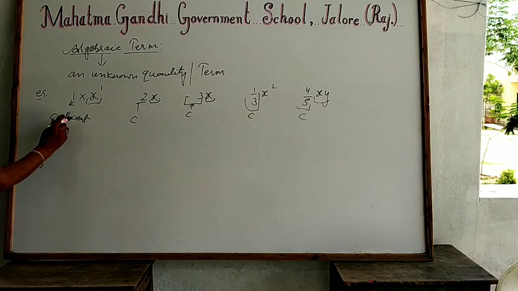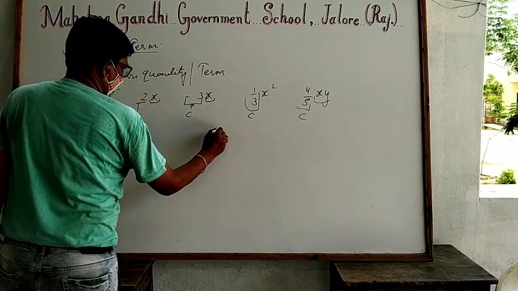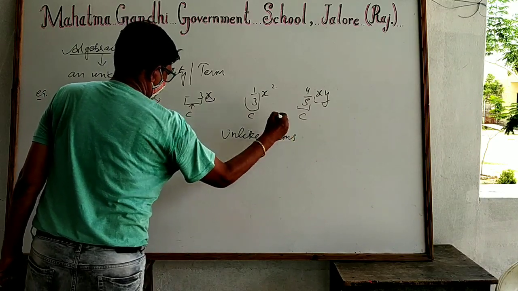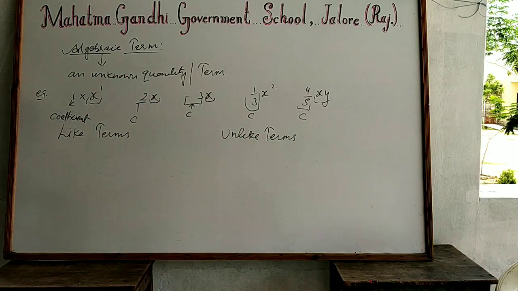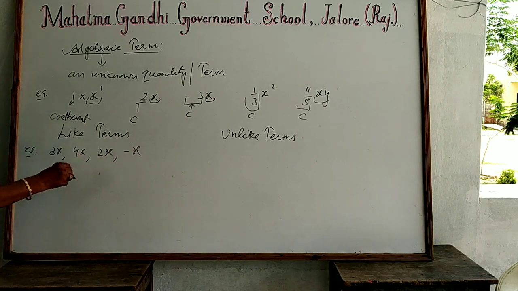Now we will study about like terms and unlike terms. Like means of the same nature, of the same kind. So here, we will give some examples of like terms. If I write here 3x, 4x, 2x, minus x, all of these are like terms.